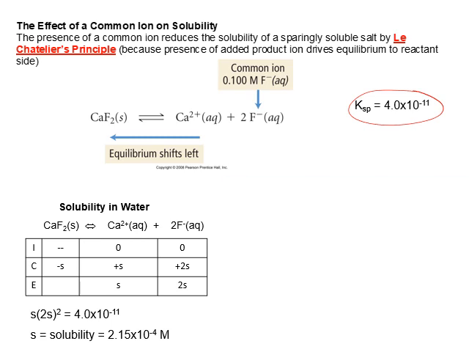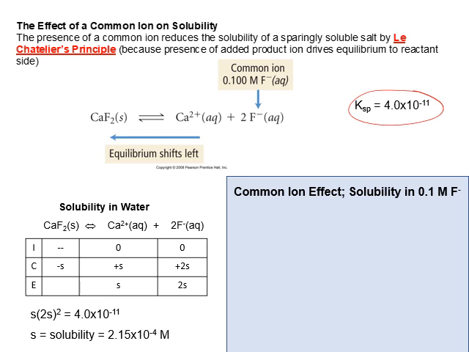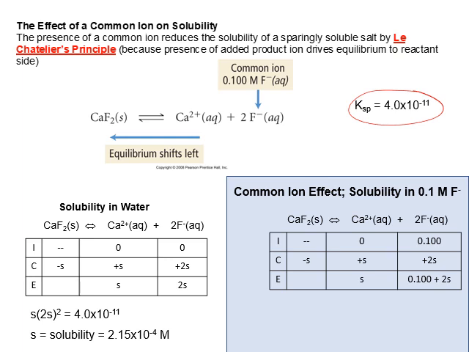What about the solubility in a solution that already contains some fluoride ions? Again, we can write the dissociation reaction and an ice table. In this case, though, instead of starting with just pure water, we're starting with a solution that's 0.1 molar in fluoride ions. So in the initial row for our ice table, we'll put in 0.1 for the concentration of fluoride ions. Otherwise, it's very similar. The reaction will proceed in the forward direction to produce some calcium ions and add to the fluoride concentration.